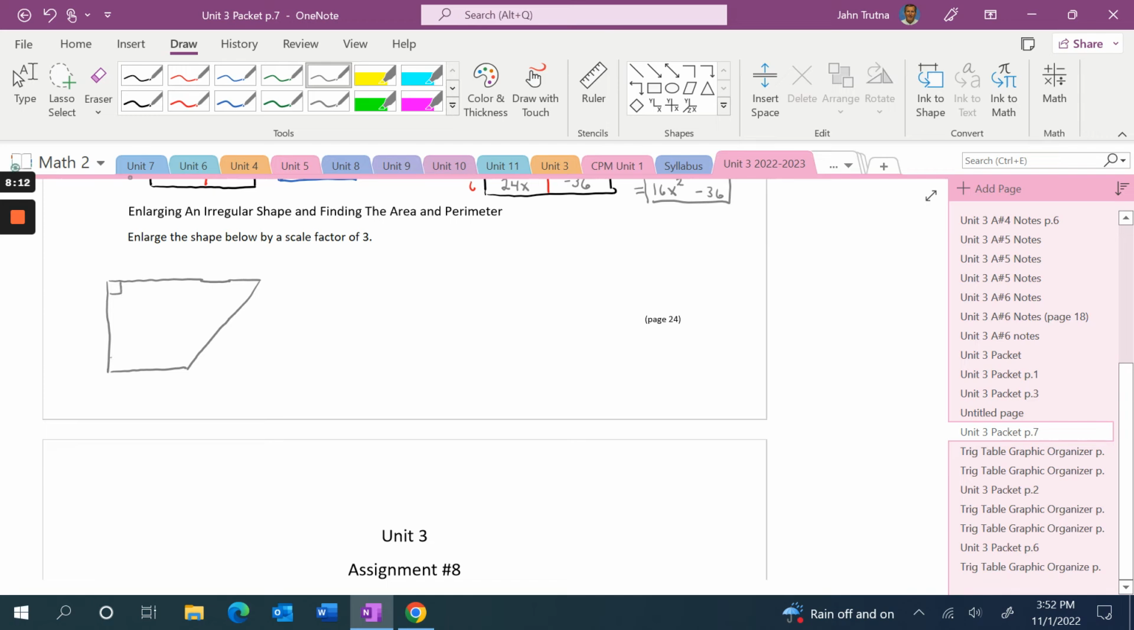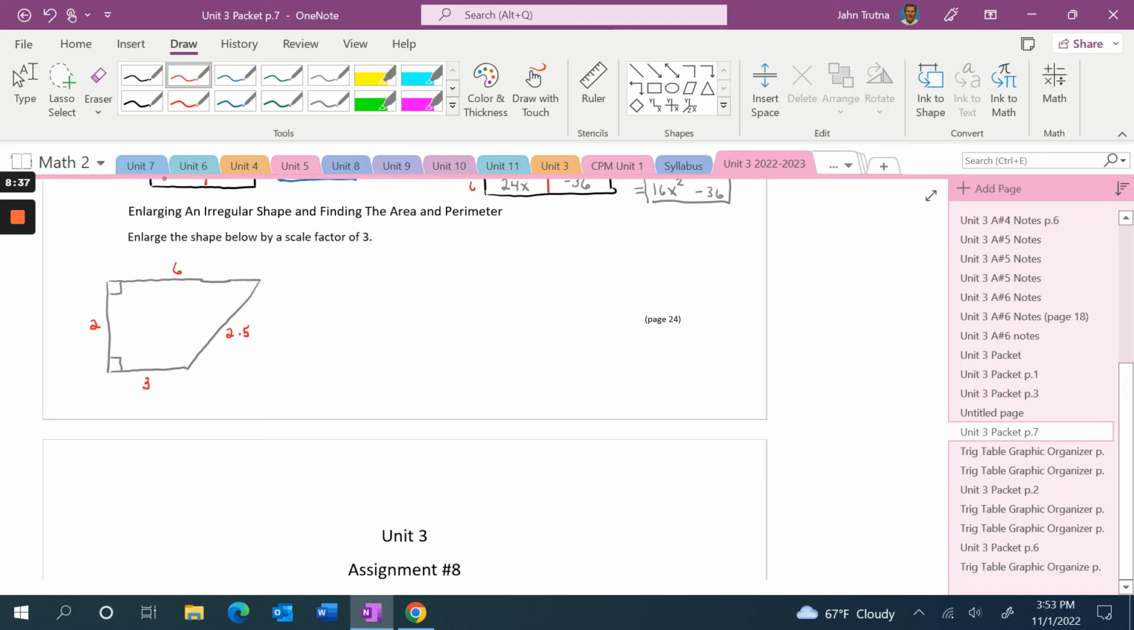Okay, that's a 90 degrees, that's a 90 degrees. And then let me give you some values that we know here. So we know that side is 2. We know this slanted side is 2.5. The bottom part of the shape is 3. And the top part of the shape is 6. Okay, so this is going to be my irregular shape.